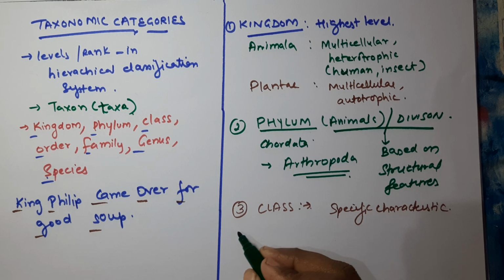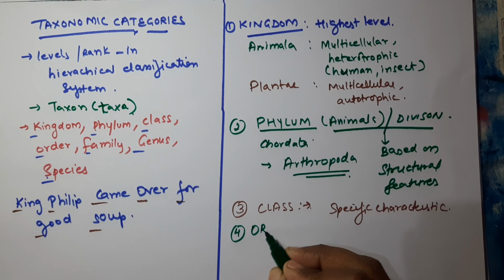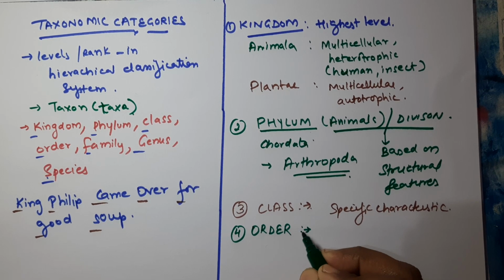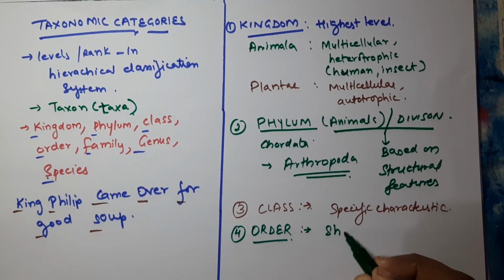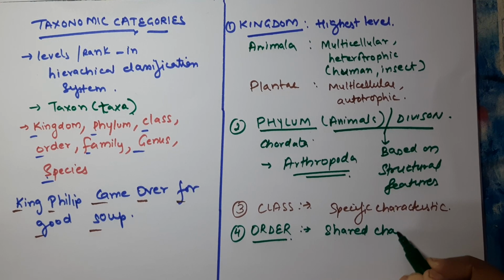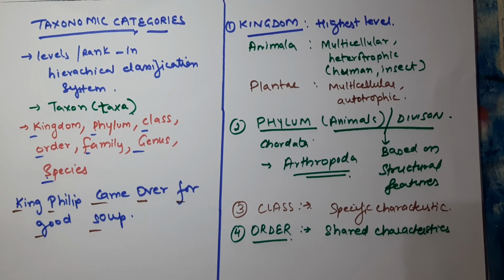Next comes the order. So order groups the organism within a class based on the shared characteristics. Okay. For example, the primates, the mammals with the grasping hands, the large brains, and the forward-facing eyes, for example human and monkeys. So they are put under the order primates. Okay, and the flowering plants that include the rose family are put into another order, that is the Rosales.